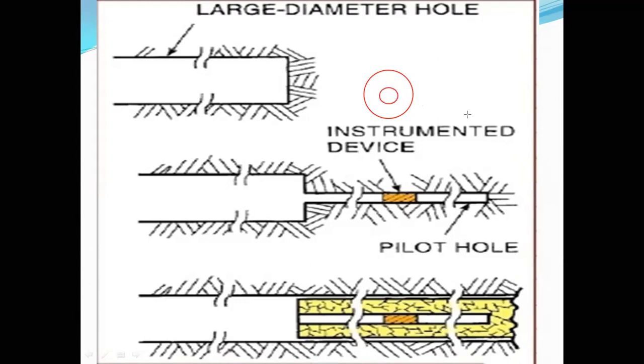Okay, this is much better. Look here. This is the hole of larger diameter, the outer one, which I initially made at NX size. Next, inside this, I have drilled a pilot hole of smaller size, around 38 mm diameter. Then we need to insert the corresponding borehole deformation gauge into this one.